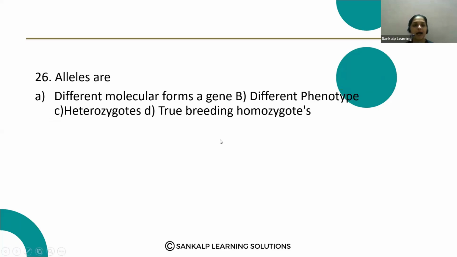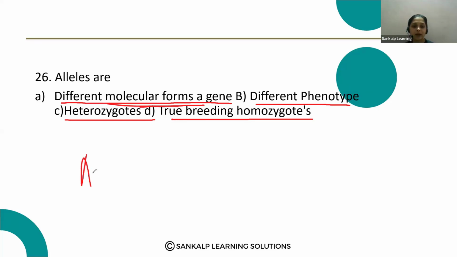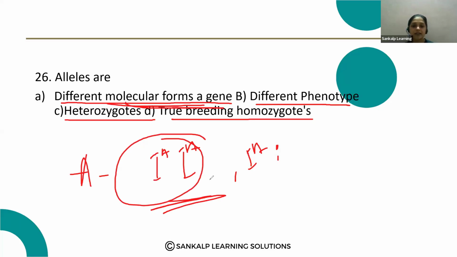Next question. Alleles are: option A, different molecular forms of a gene; different phenotype; heterozygotes; true breeding; homozygotes. Alleles are different molecular forms of a gene. For example, the A blood group has IA alleles or i alleles. So these are different molecular forms of a gene. Option A is the correct answer.